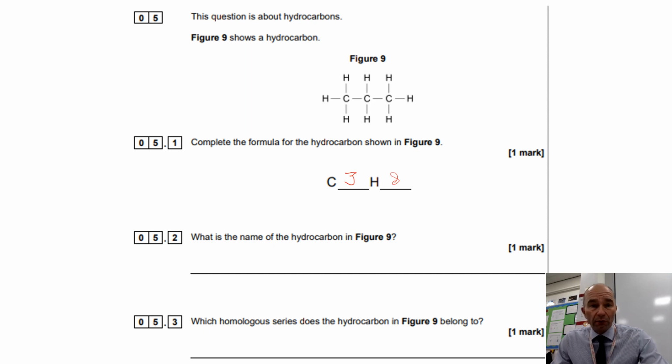So if there's 3 carbons in the chain, we're starting with pro, and it's an alkane, so you're looking at propane. You just need to remember the names of the first 4 hydrocarbons. Which homologous series does the hydrocarbon belong to? Now, a homologous series is just what group. How do we band them all together? These are all examples of alkanes. So that's your series.